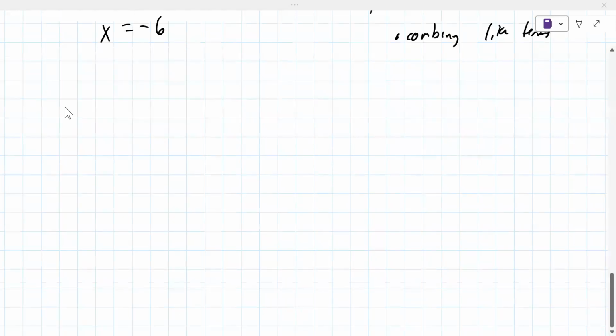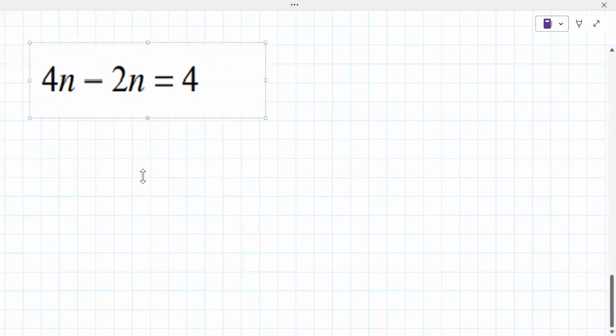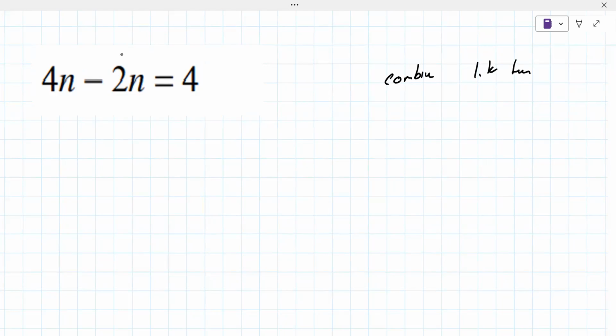Your solving has to be really solid in geometry because you do have to do problems like this. The variable is on the left side, but it's in two places: 4n minus 2n. So again, you combine like terms first. In this case, would that be just 2n? 2n equals 4, and then you solve it the way that you know how. So what would n equal here? 2. 2.